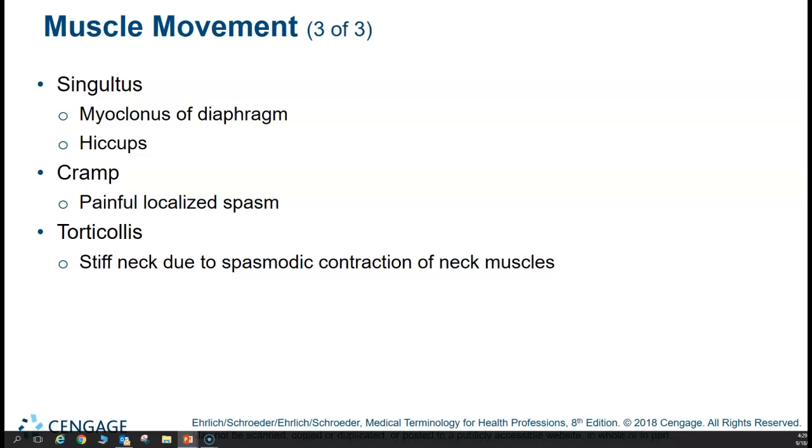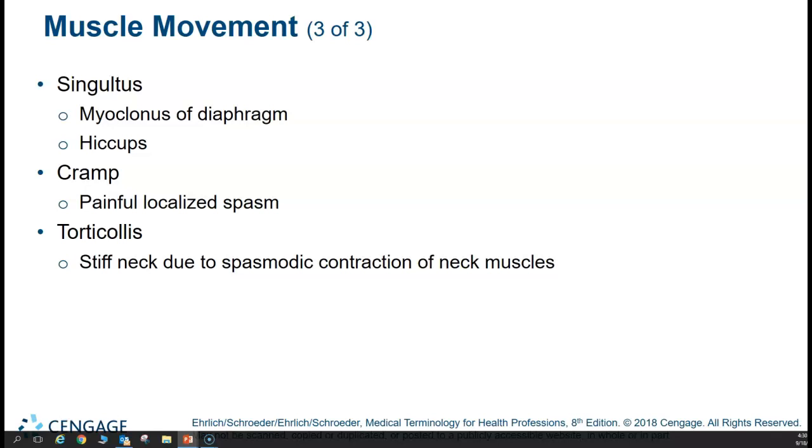But if you remember at the beginning of the chapter, we talked about when one set of muscles is contracting, the other one is relaxing. That's what happens a lot with these cramps. You've got to be able to figure out which way to move your leg to be able to relieve that cramp.